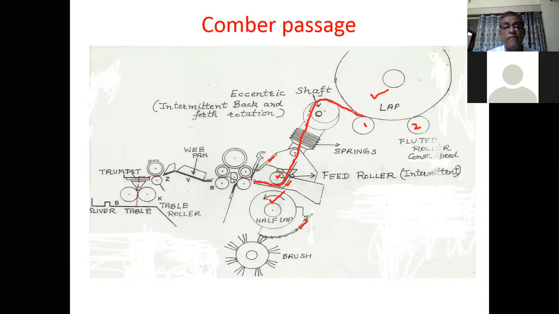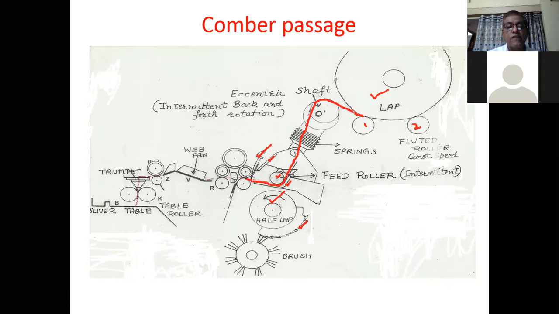In this diagram, the nippers are open now and they are in forward position. And in this position, the top comb is combing the material. So this is the top comb. This top comb is combing the material, the lap sheet, and the lap sheet is moving like this.